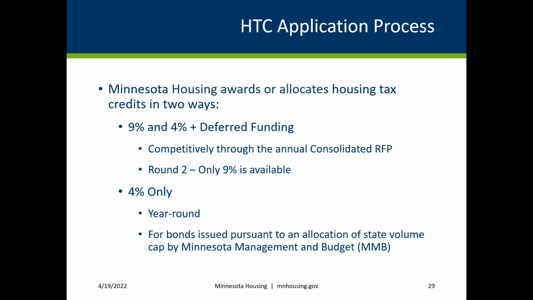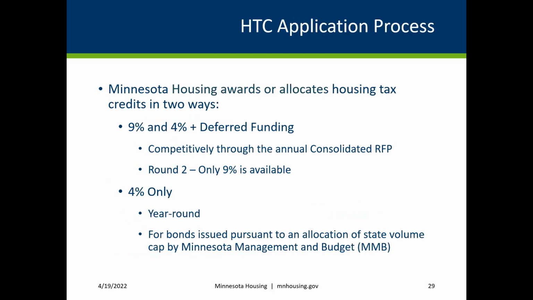Minnesota Housing awards or allocates housing tax credits in two ways. 9% and 4% plus deferred funding are available during the consolidated RFP, and 9% tax credits are available in round 2, where applications are due in February or March each year. Both are competitive processes. During the annual consolidated RFP, projects can submit a dual application, an application for 9% credits and an application for deferred funding with 4% tax credit structure, where Minnesota Housing issues tax-exempt volume limited bonds.